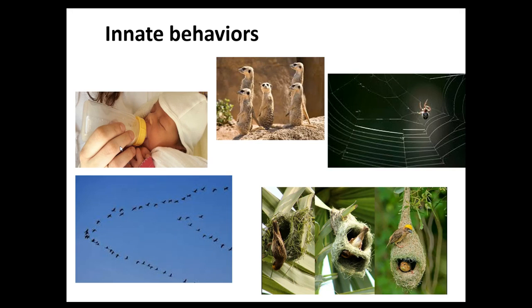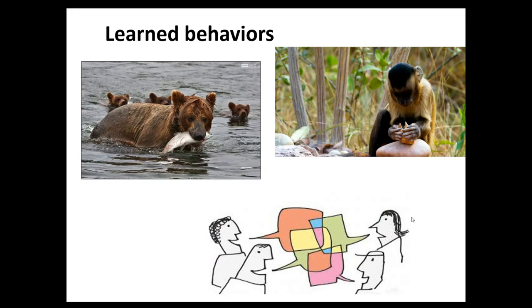So if you give them a bottle or a breast, they're going to know how to get the milk from it. Migration patterns: when birds fly, they know automatically where they're supposed to be going. They know how to make nests. This is something that they can learn to get better at, with different strategies for nest building, but in general, they innately know how to make a nest.